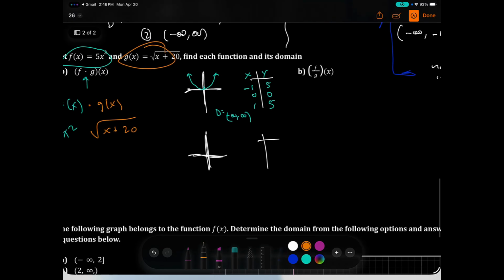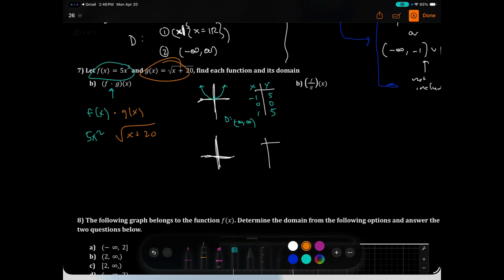Okay, the orange one is square root of x plus 20. Okay, I'm going to be a little more strategic, and I'm going to put in -20. Because if I put in -20 up here, -20 plus 20 is 0, square root of 0 is 0. So that's, I do want the intercepts.